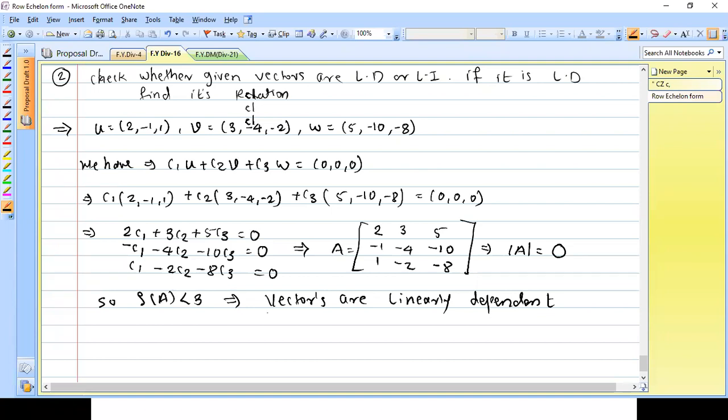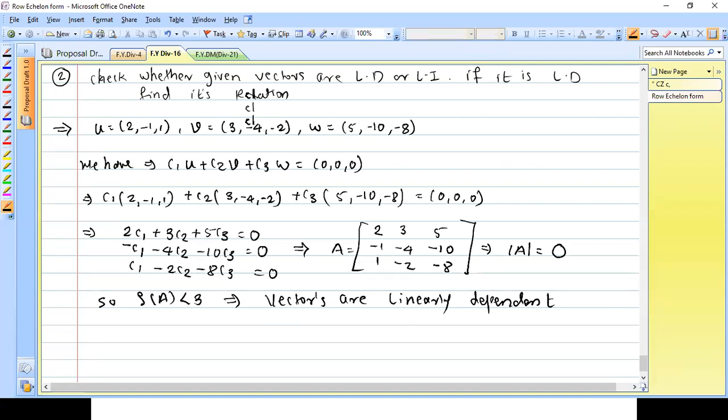Whether I write in the coefficients statement that vectors are linearly dependent. The values of C1, C2 and C3 will come infinite, right? So if infinite come, what does it mean? At least one of them will be non-zero. Yes, that's it. Finish. You got your answer. So at least one Ci is not equal to 0. So what happens then? Vectors are linearly dependent. Did everyone understand? Yes, sir.